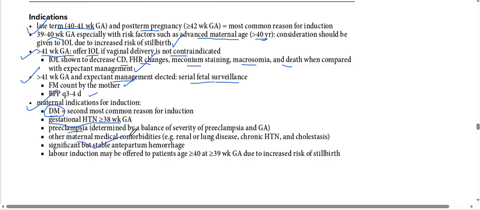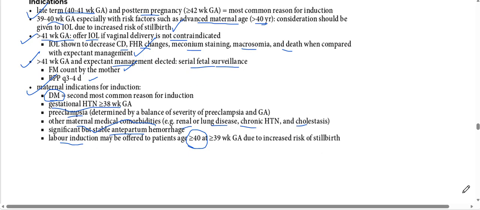other maternal medical comorbidities, like if the mother is suffering from any kidney disease, any lung disease, any history of chronic hypertension, and cholestasis, or a significant but stable antepartum hemorrhage, if there is a history of antepartum hemorrhage, definitely we are going to induce labor. Labor induction may be offered to a patient aged more than or equal to 40. 40 is the limit. So if the patient is already 40 years old and the gestational age is more than or equal to 39 weeks, we need to offer induction of labor because there is an increased risk of stillbirth.